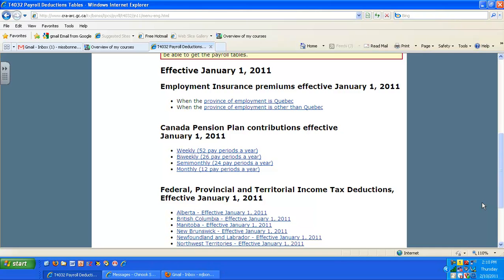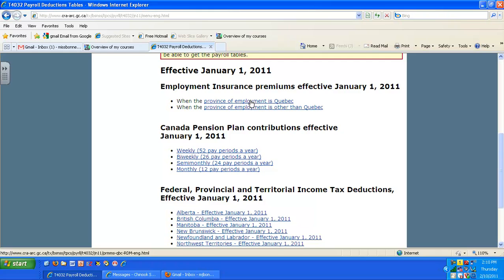Afternoon, I'm going to give you an instruction on how to calculate the payroll taxes. As you learned in the payroll notes, there are employment insurance premiums, Canada Pension Plan contributions, and federal and provincial income tax as well. To begin with, I'm going to show you how to determine the employment insurance premiums.